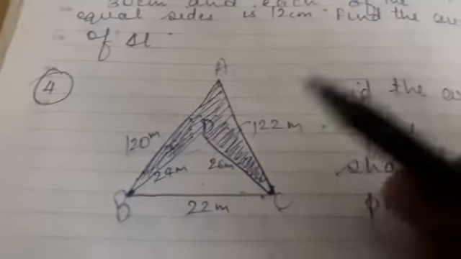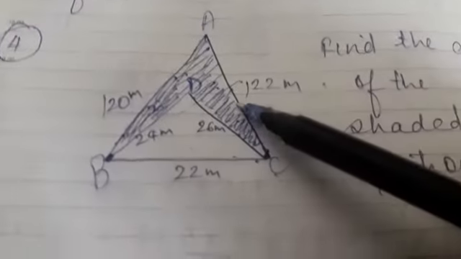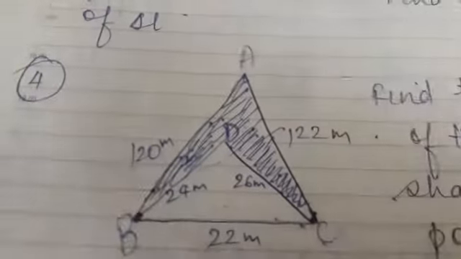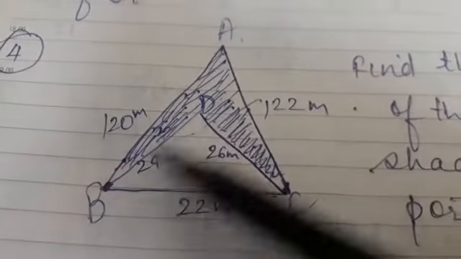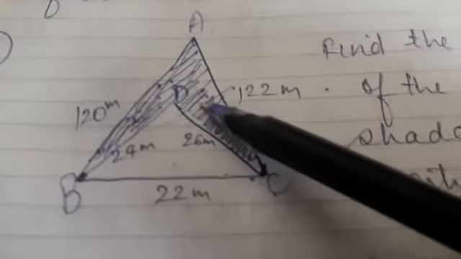As you can see, there are two triangles. The inside part is shaded. ABC is a big triangle, and there is another triangle BDC. We have to find the area of the shaded portion.